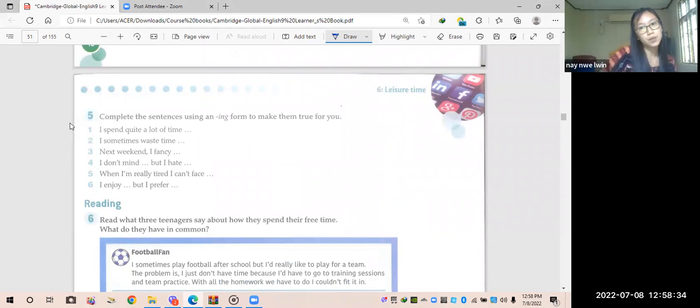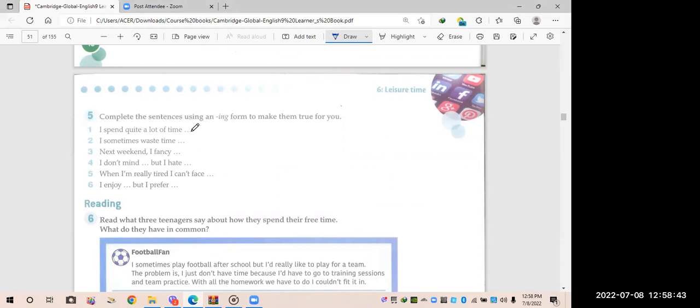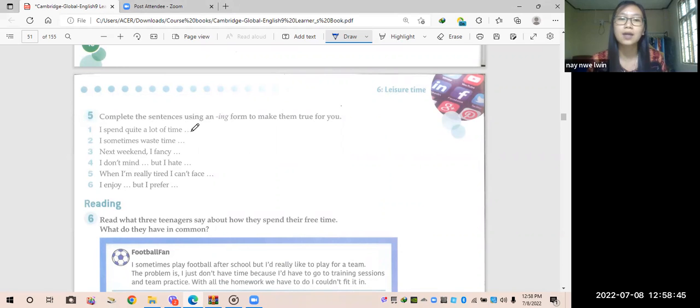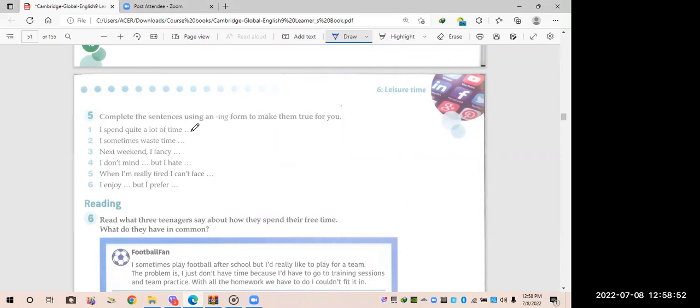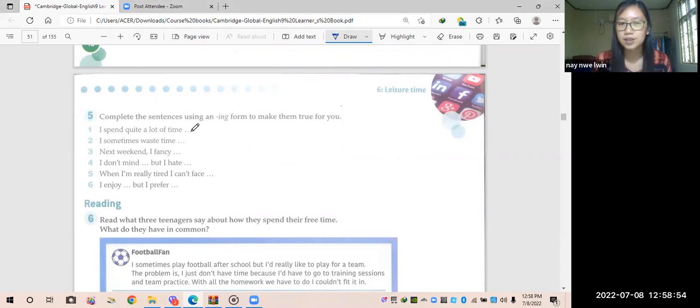Okay, for number 5, we'll do it together. Number 1, I spend quite a lot of time... how can we continue the sentence? Reading, to make sense. Okay, I spend quite a lot of time reading books. How about number 2? I sometimes waste time using social media or surfing the internet. We can use it like that.